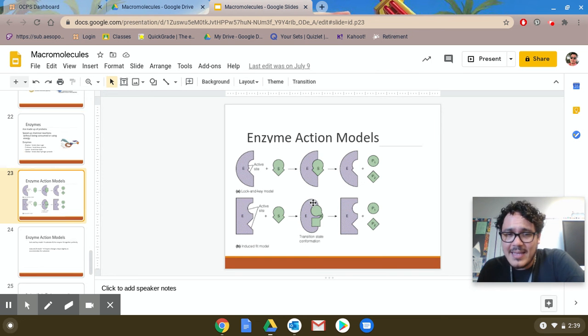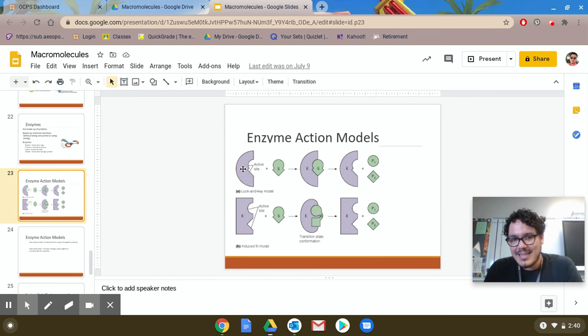This is important. Enzyme action models. Kind of cut off the Y there, but enzyme action models. How does an enzyme actually react with the substrate, which is what you see as an S right here? The substrate is basically going to be the chemical that hasn't reacted yet, that still needs to go through a reaction. So we have what's called lock and key and induced fit. Lock and key is by far the easiest process.